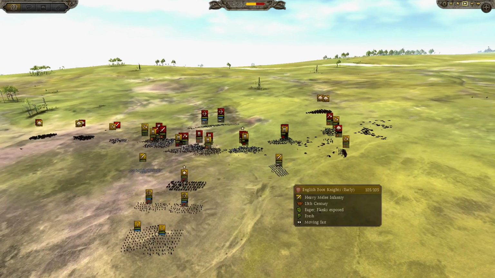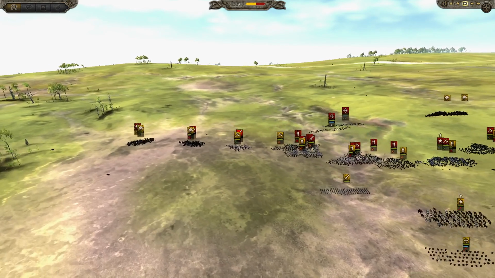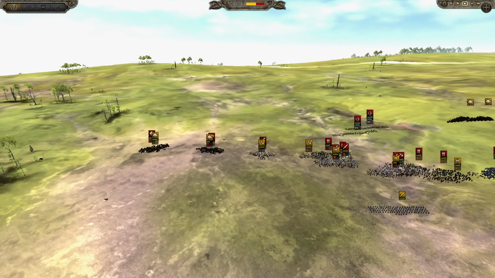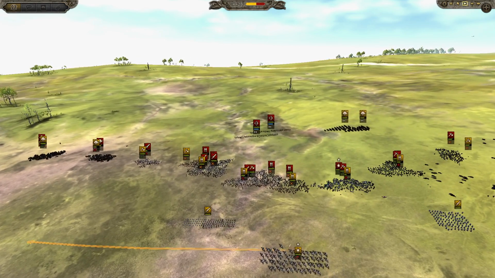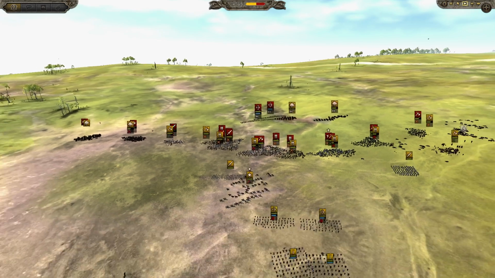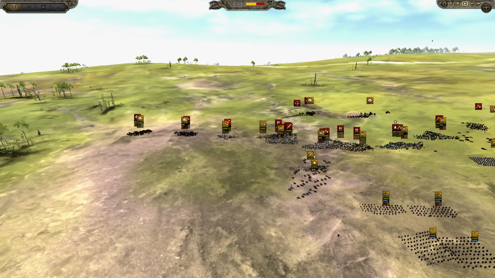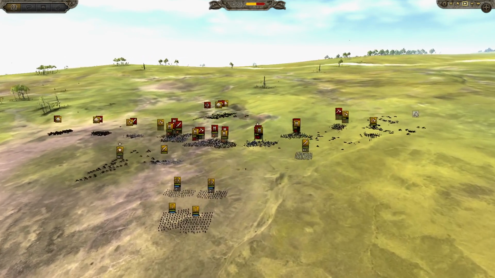Now we're starting to move our foot knights up on the right flank. This left flank still going pretty good. Not too bad. We then start to rush into their bowmen with our cavalry. I figure, alright, what I'm going to do is bring my commander over to this left flank, see if we can help with some things there.